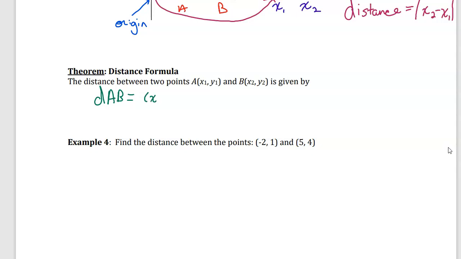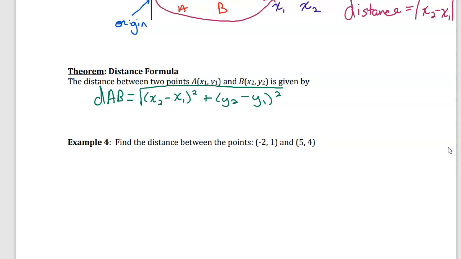I'm going to take x2 minus x1 squared plus y2 minus y1 squared, and I'm going to take the square root of that. You'll notice I changed the absolute value signs into just parentheses. Why did I do that? Because in all honesty, when you take a negative value and you square it, it's going to become positive. Remember, negative times negative becomes positive. So I can leave off those absolute value signs because once I square it, it's going to become positive anyway.